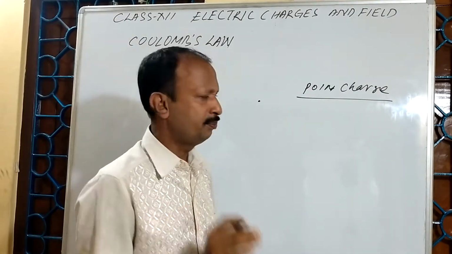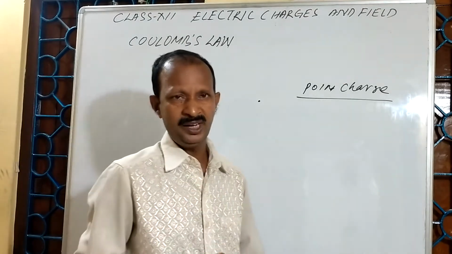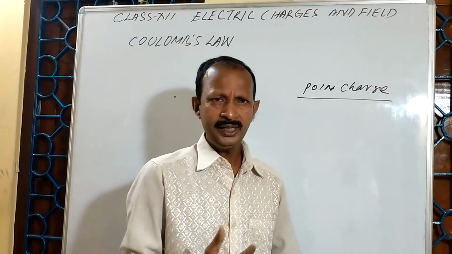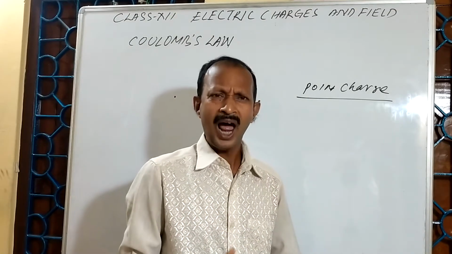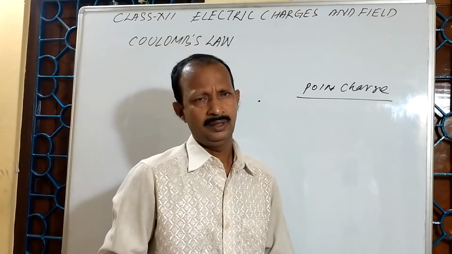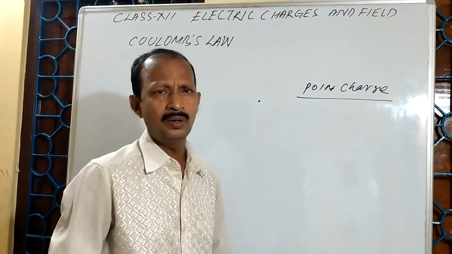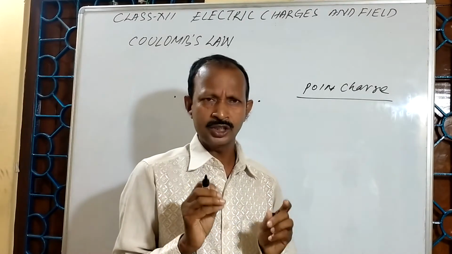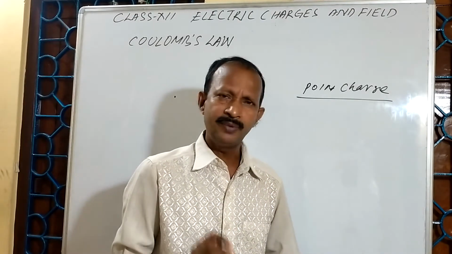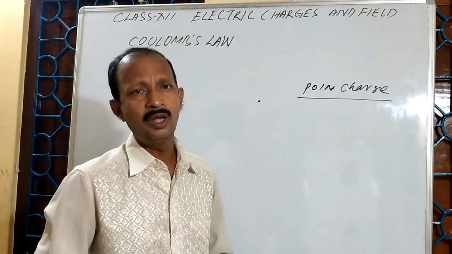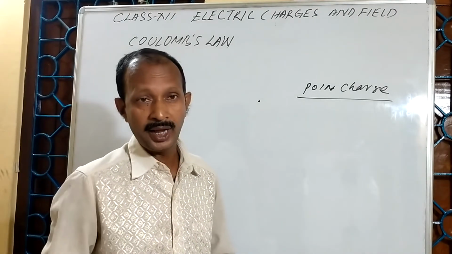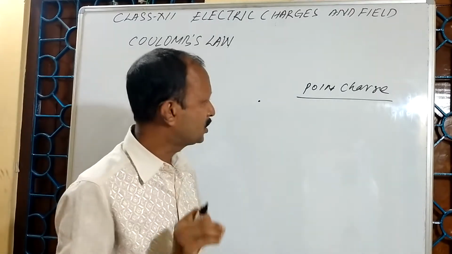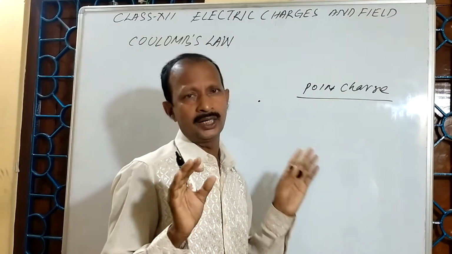For example, the sun is very big, but whenever we are estimating its force from a large distance, in that case the sun is also considered a point charge. So whatever the charge may be, if its size is very small in comparison with the distance from where we are trying to find its effect, then that charge is said to be a point charge.